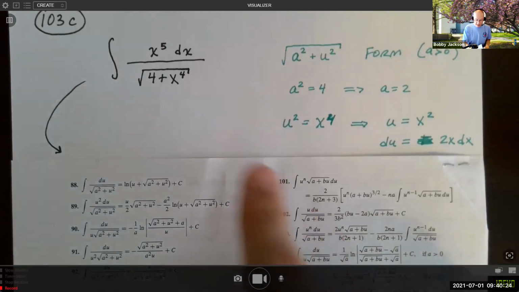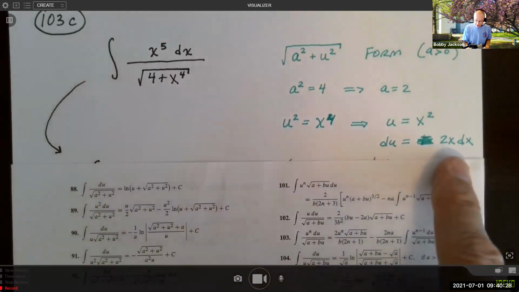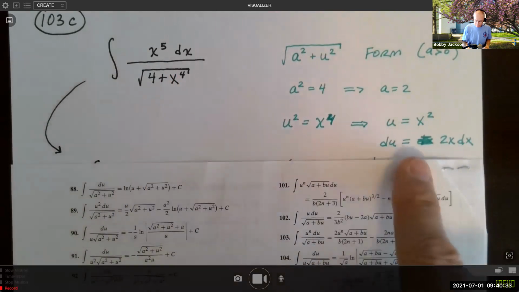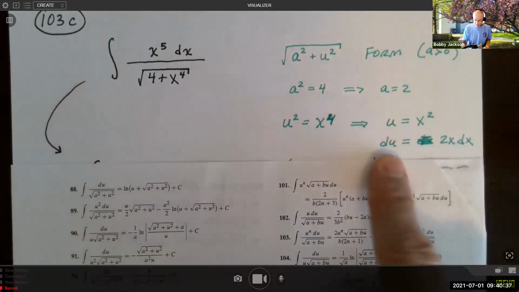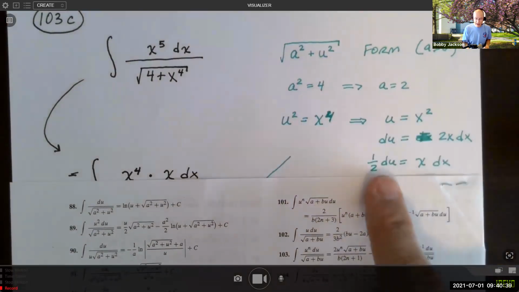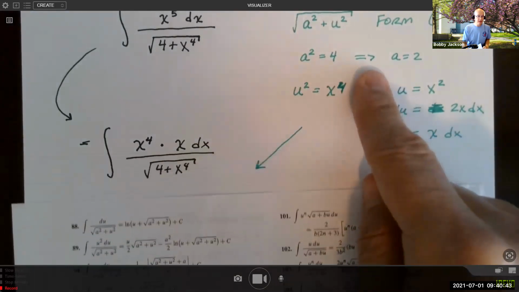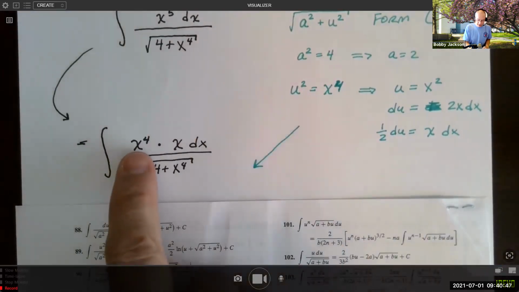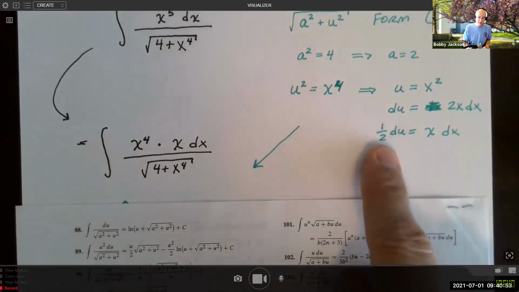So let's do that. What about this x to the fifth? I've got a 2x dx. Well, there's x to the fifth. Well, go ahead and solve for x dx by multiplying both sides by 1/2, right? So x dx is 1/2 du. And what I'm going to do is then rewrite my original integral. X to the fifth, I'm going to split up as x to the fourth times x dx. Why did I do that? Because my x dx is going to become 1/2 du.